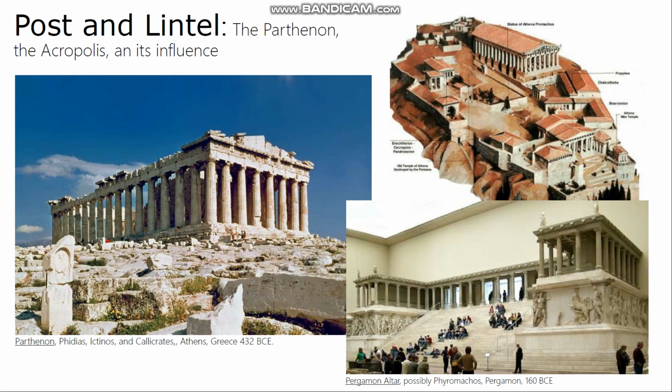And so here are two examples, the Parthenon as well as the Pergamon altar, that are definitely more complex and more refined versions of post and lintel architecture. And you can also definitely see the idea of the sacred grove again in the Parthenon.